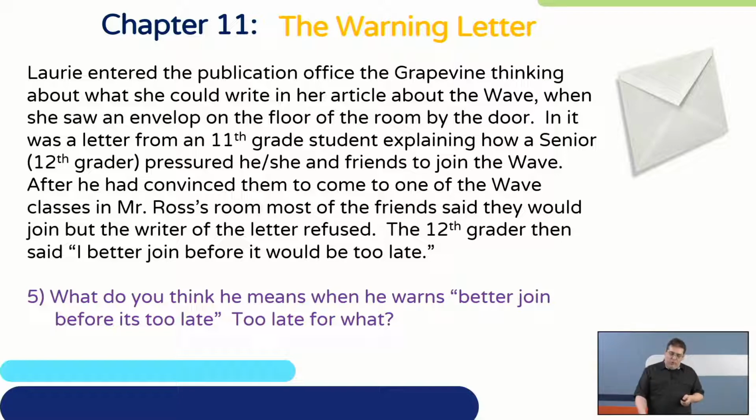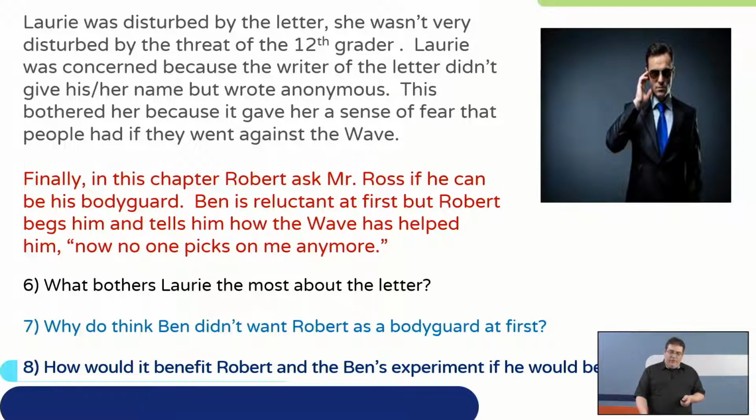So number five, what's our question? What do you think he means when he warns you better join before it's too late? Too late for what? So you could take this as, well, maybe you won't have any friends anymore, or maybe you'll be left behind, or maybe something's going to happen to you. Maybe it's a real threat. Lori was disturbed by the letter. She wasn't very disturbed by the threat of the 12th grader. Lori was concerned by something else. Because the writer of the letter didn't give his name, but wrote it anonymously, this bothered her because it gave her a sense of fear that people had if they weren't against the wave. Why didn't he write his name on the letter?